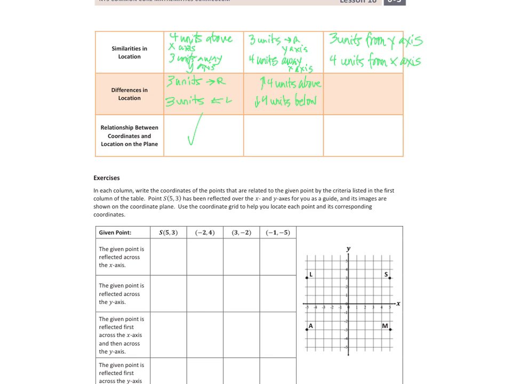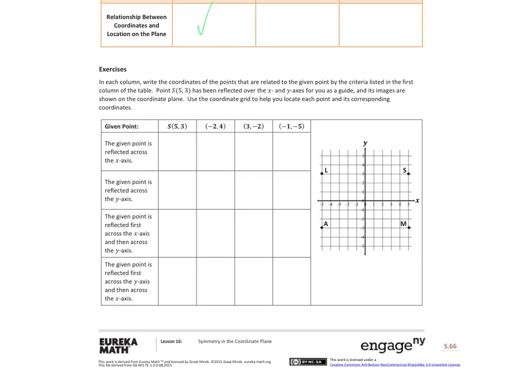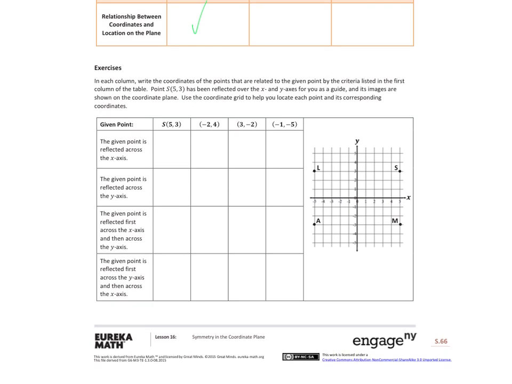So that's a ton. I didn't write in the difference. Oh well, that's okay. We're doing all right. Now I'm going to scroll down here to the exercises.